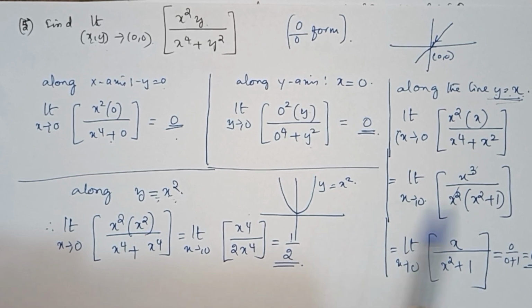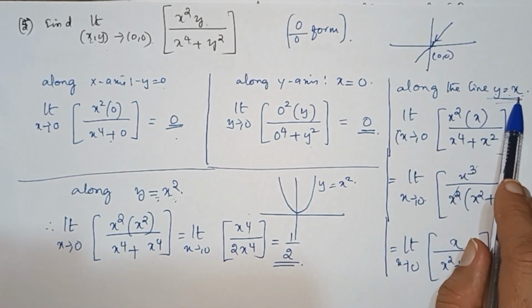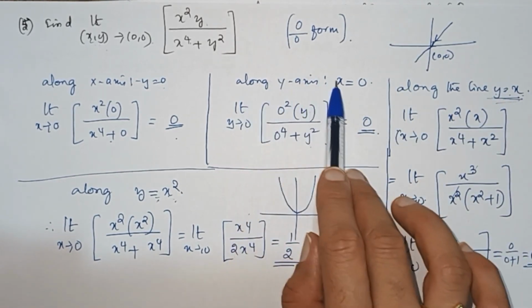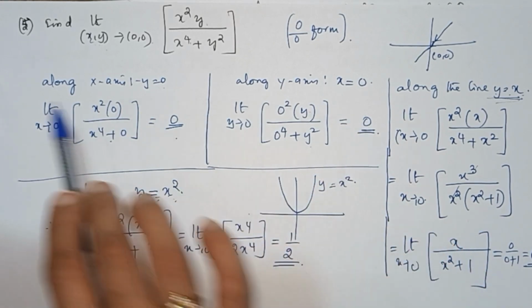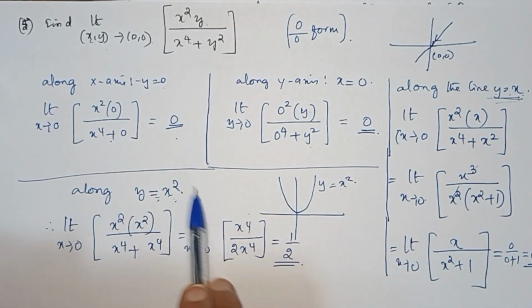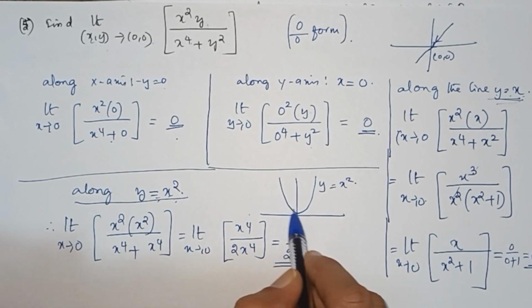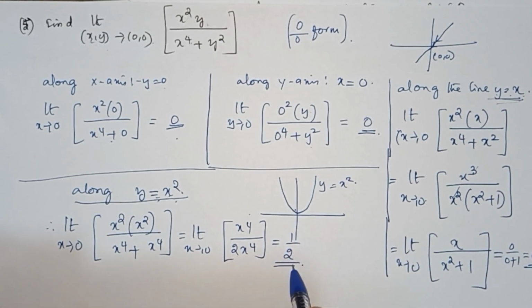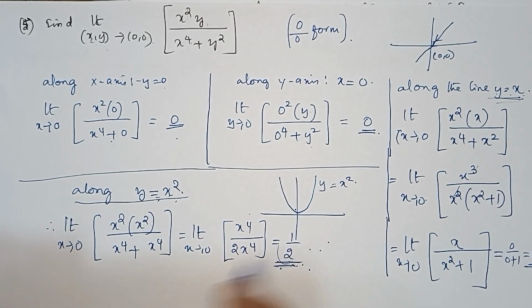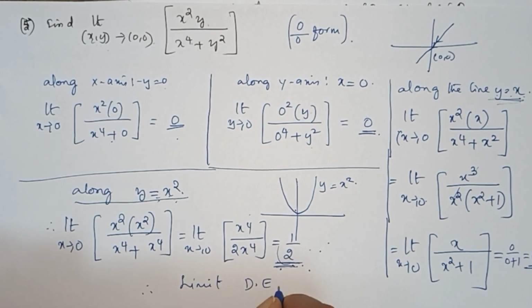Now see here, along the line y equal to x you got 0. Along the y-axis you got 0. Along the x-axis you got 0. But along this parabola, this curve, we got 1 by 2. You got a different value here. Therefore, the limit of this function doesn't exist.